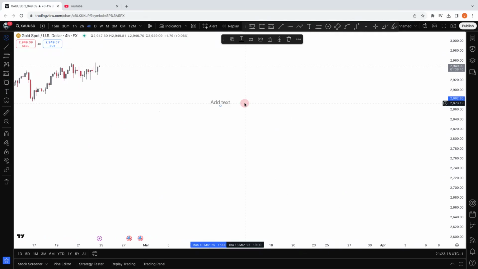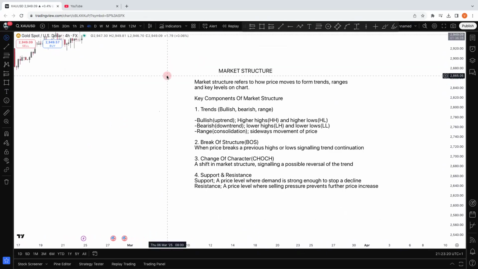The next one is market structure, right? So what is market structure? Market structure refers to how price moves to form trends, ranges, and key levels on the chart, right? And the key components of market structure, number one, is the trend, right? We have different types of trends. We have the bullish trend, the bearish trend, and the ranging market. The ranging market is what we just talked about when we talked about equal highs and lows, right?